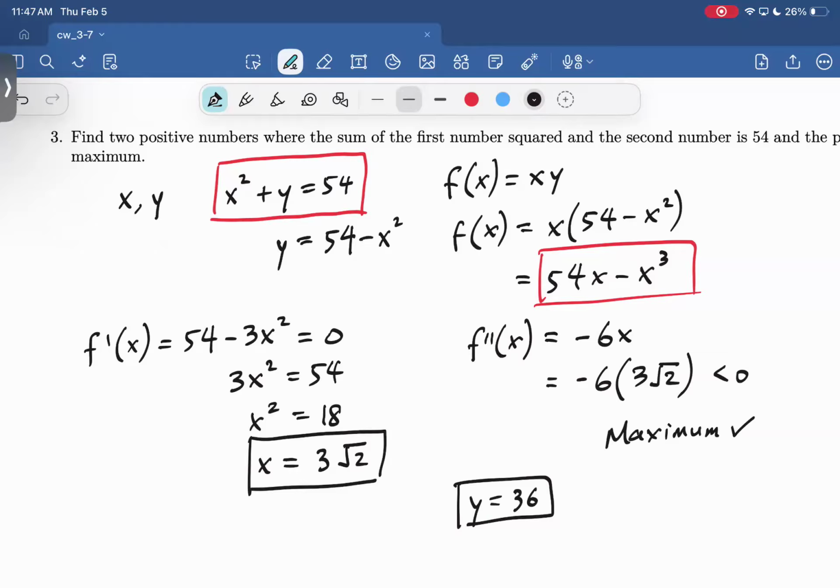Any questions? Vincent? Is that part of the answer, or is that just finding the y value? I'm trying to find the second number, right? It's part of the answer.